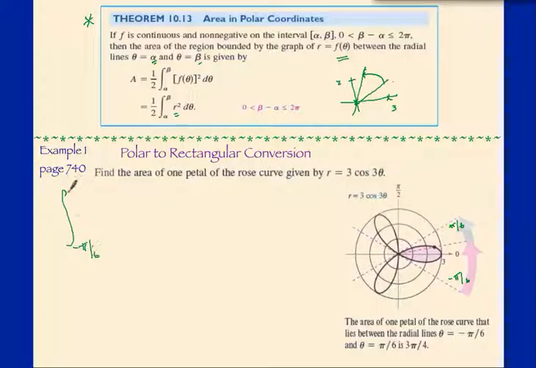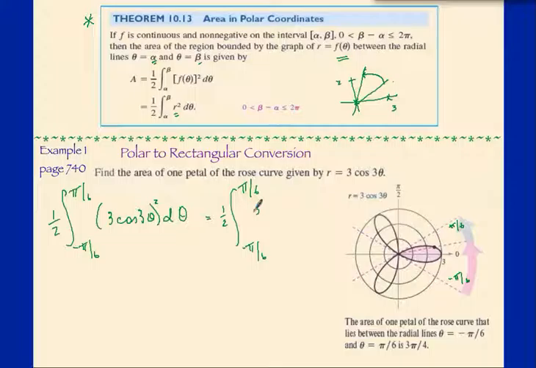Negative pi over 6, pi over 6, 1/2 on the outside, don't forget that part. Our function, which is 3 cosine 3 theta d theta, and don't forget to square the function. Now this is the integral that's going to calculate the area. So let's square this function, just rewrite it. 1/2 from negative pi over 6 to pi over 6, and when we do square it, we get 9 cosine squared 3 theta d theta.